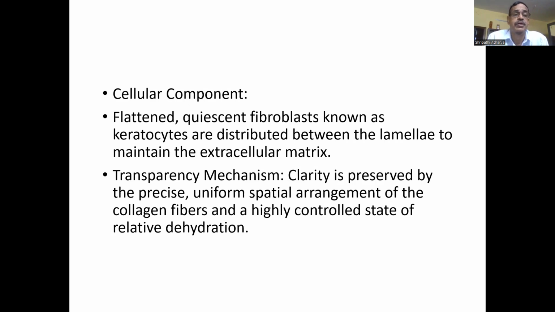Cellular component: flattened quiescent fibroblasts, known as keratocytes, are distributed between the lamellae to maintain the extracellular matrix. Transparency mechanism: clarity is preserved by the precise uniform spatial arrangement of the collagen fibers and a highly controlled state of relative dehydration.